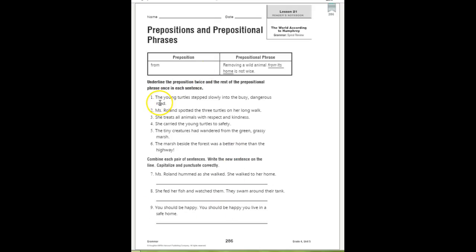So let's do the number 1 together. The young turtles step slowly into the busy, dangerous road. All right, where is our preposition? Right, our preposition is into. So you would underline into twice. The rest of the phrase is the busy, dangerous road.